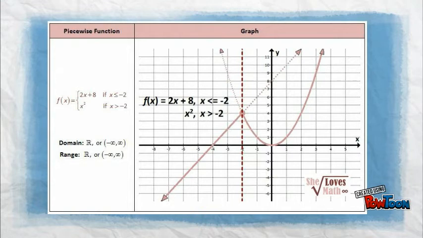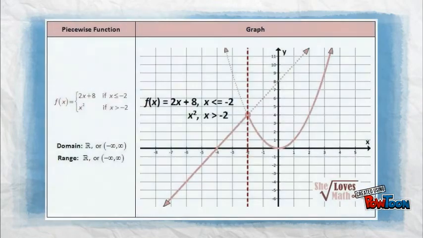Technically, it should only belong to the 2x plus 8 function, since that function has the less than or equal sign. But since the point is also on the x squared graph, we can just use a closed circle as if it appeared on both functions. See? Not so bad, right? Now let's pass right over into the second example, based on cases of real life.